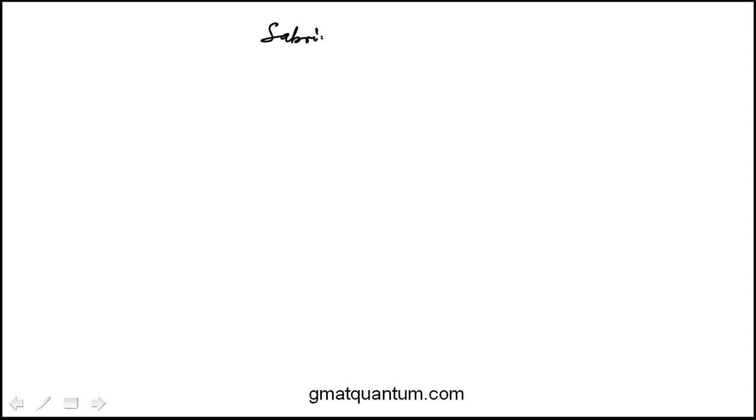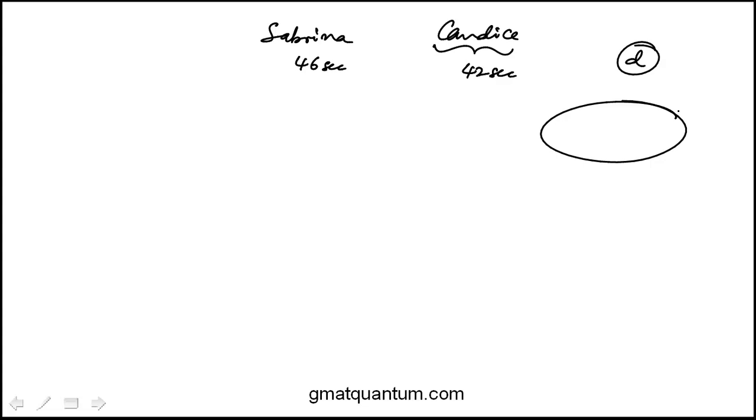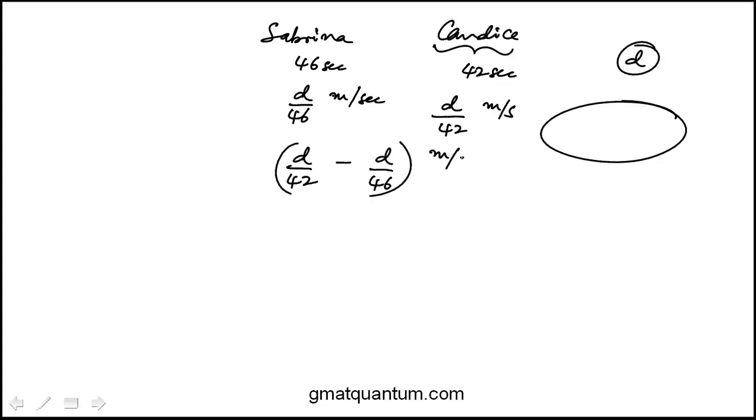over Candace. I should say the other way. Candace is gaining over Sabrina because she's riding a lap in 42 seconds, Sabrina in 46 seconds. So if D is the length of the track, that's the entire length, the rate of Candace is D over 42. Let's just say it's D meters, so now we have meters per second, and that's for Sabrina. So the difference in their rates is the distance that Candace is gaining over Sabrina every second.